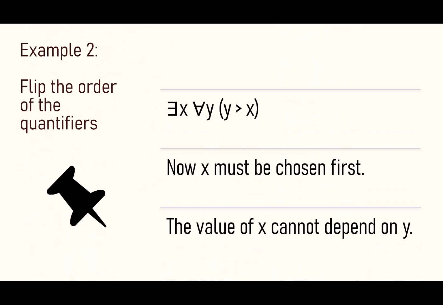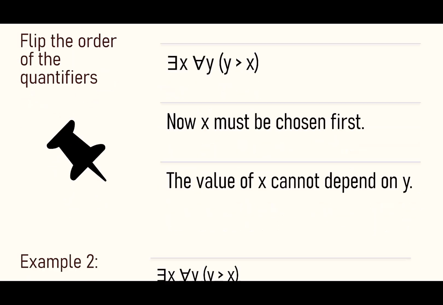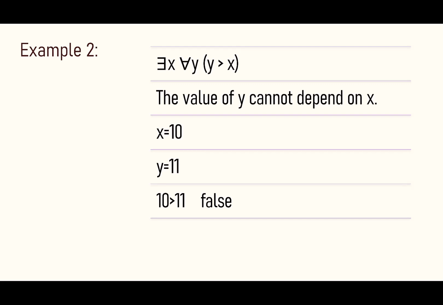But if we flip the order of the quantifiers to there exists x for every y, y is greater than x, now x must be chosen first. The value of x can't change depending on the value of y. So let's say we pick a value of x, like x is equal to 10. Then this x has to make the predicate true for every value of y. So let's pick a value of y of 11.